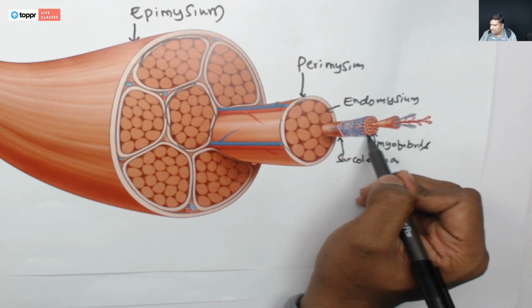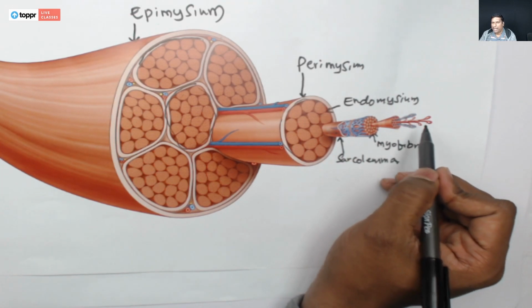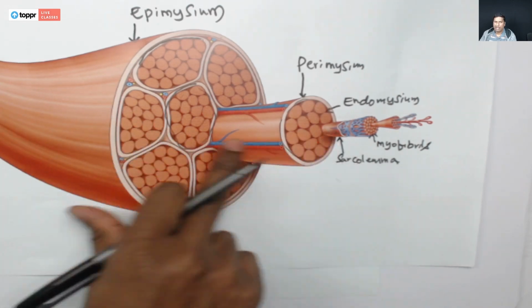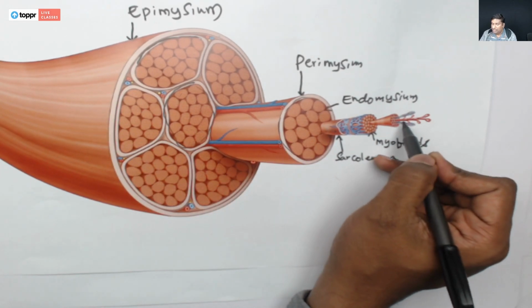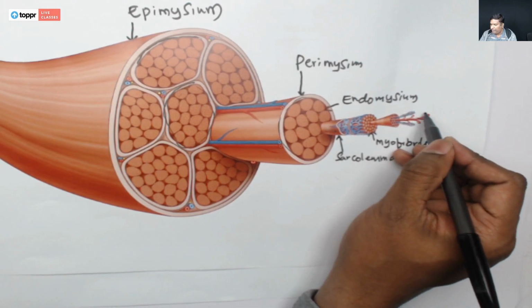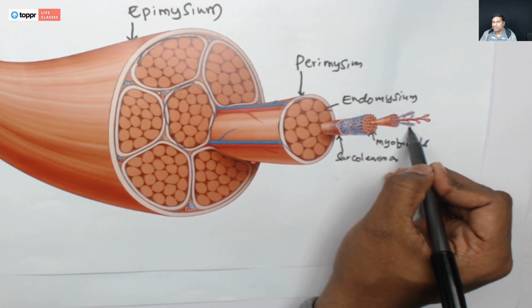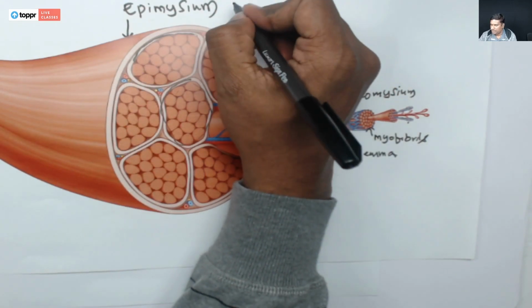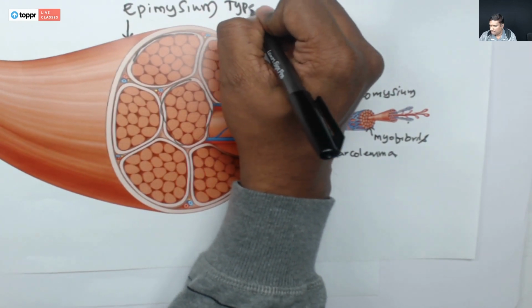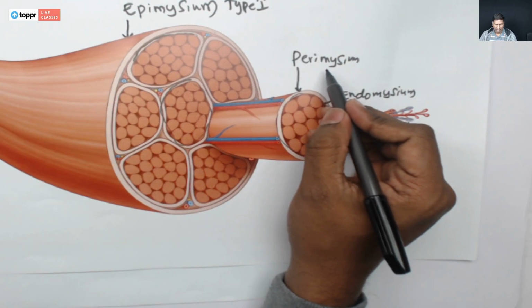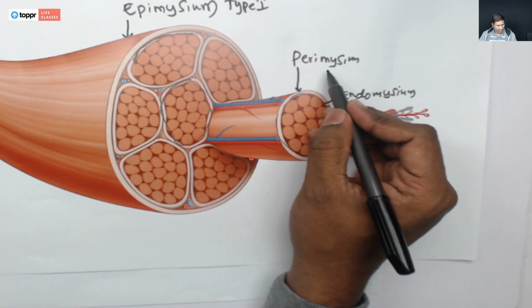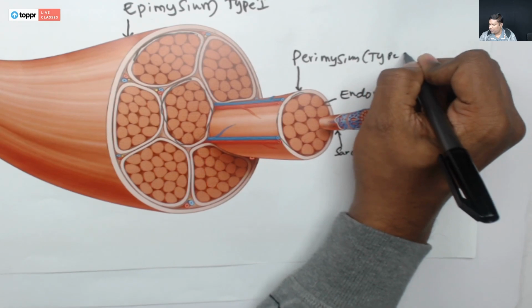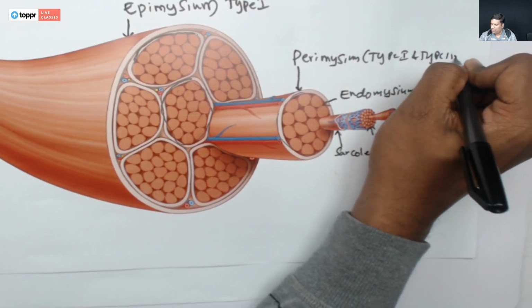Each of these myofibrils is made up of an assembly of sarcomeres, which is the basic unit or the functional unit of a skeletal muscle. Then each of these myofibrils is made up of hundreds of actin and myosin filaments. So that's the entire structure of the skeletal muscle. Epimysium is made up of type 1 collagen, and perimysium is made up of type 1 and type 3 collagen.